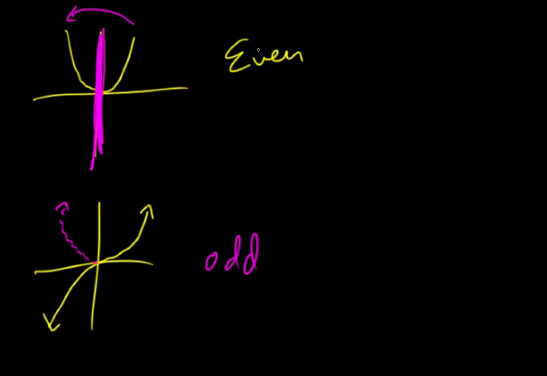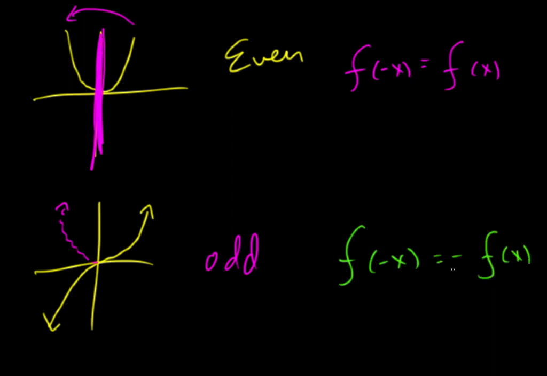Now, the formal definition of even is if you plug in a negative value for x in f of x, you will get the original value back out of it. Odd functions, if we plug in a negative value for x, we will get the opposite of f of x.